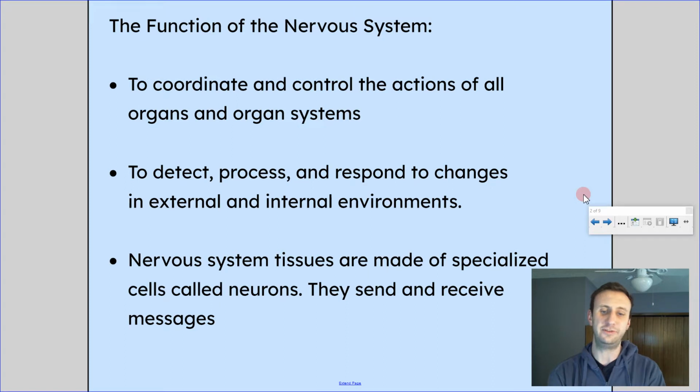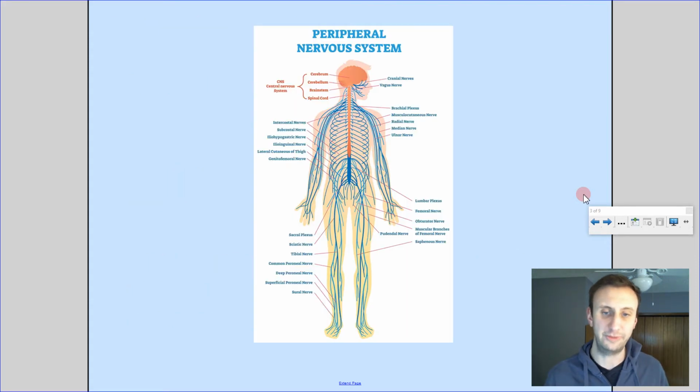So nervous system tissues are made of specialized cells called neurons, and they send and receive messages. Now there's other cells in the nervous system as well, but neurons are the star. They are the main functional cells in your nervous system. They're the ones that we care about the most. So here's a pretty diagram showing all sorts of things that you're not going to learn about at this level, but lots of different nerves. And look how it spreads throughout the whole body.